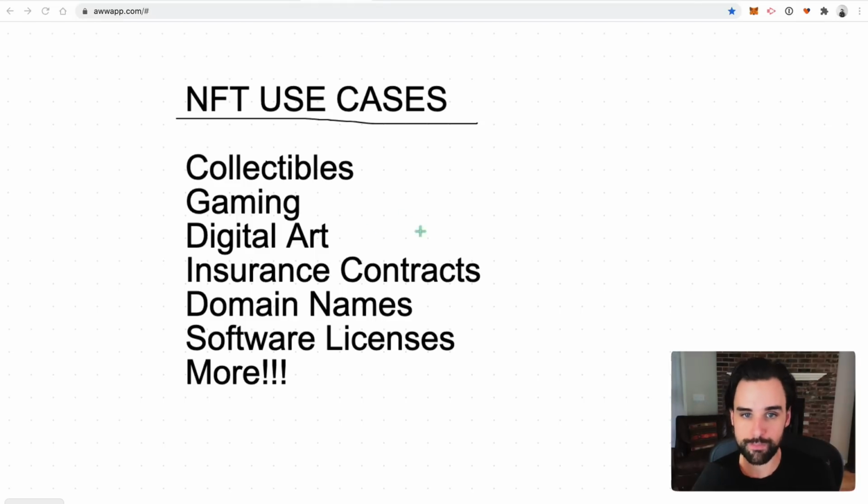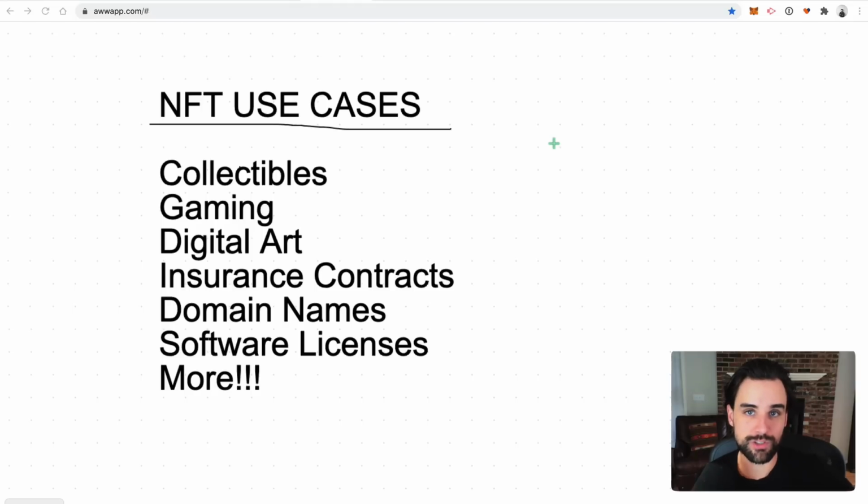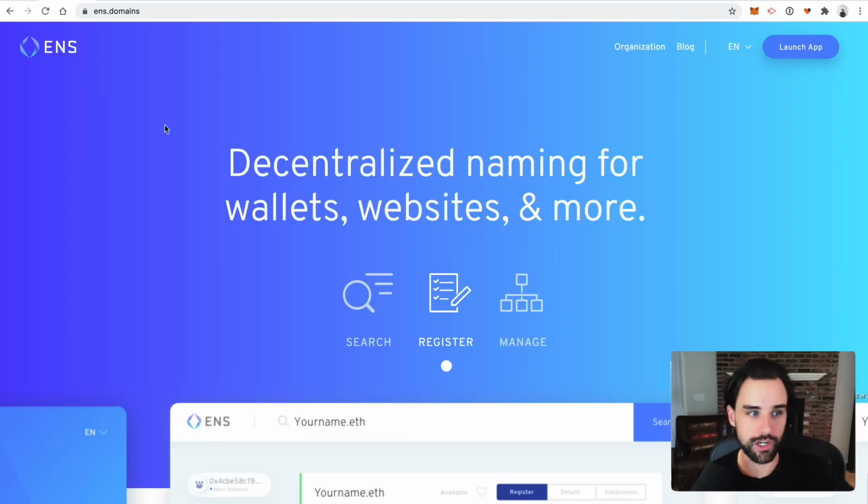You know, digital art, insurance contracts, domain names, software licenses, and a whole lot more. So there's a lot of really legitimate use cases beyond just digital collectibles. And so let's take a look at some of these use cases in action. Let's look at some real world projects that are using NFTs right now that you should watch out for.